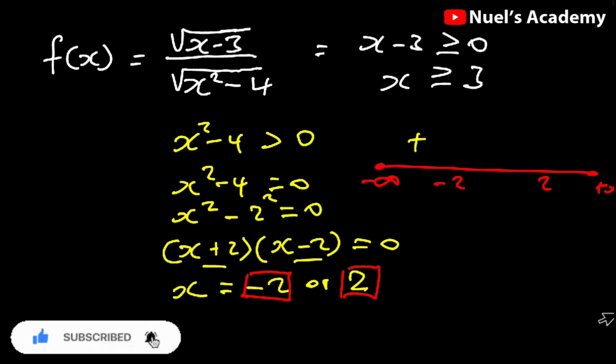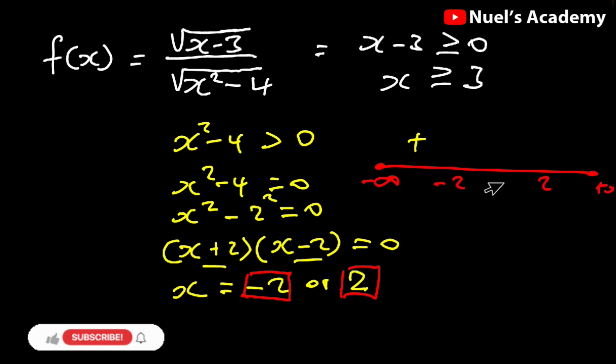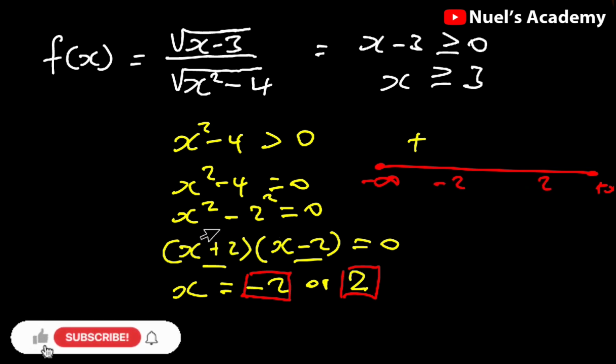So let's test a number between minus 2 and 2. This number here is equal to 0. Now 0 plus 2 is equal to 2, which is positive, and then 0 minus 2 is minus 2, which is negative. Plus times minus is going to be equal to minus. So this region gave us a negative. And let's test this region, 2 to infinity. Let's choose 10. So 10 plus 2 is a positive number. 10 minus 2 is also a positive number. Then positive times positive is equal to positive.